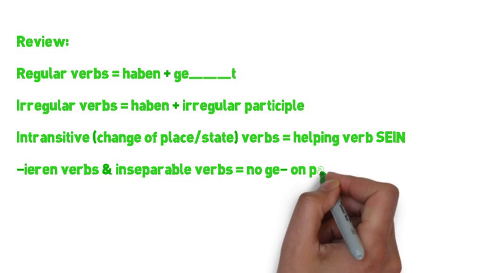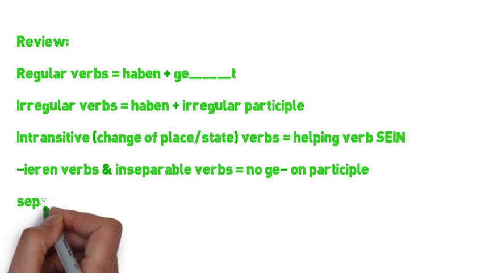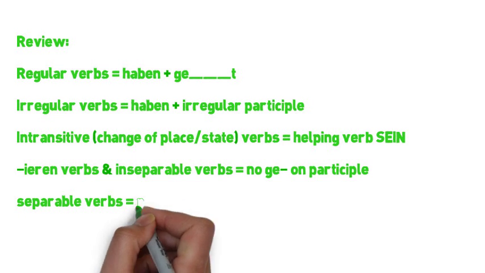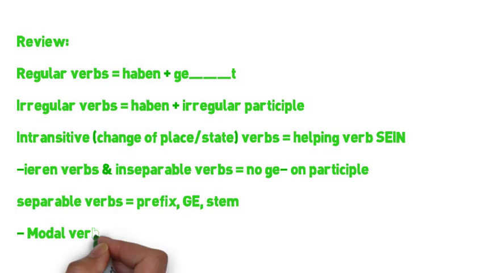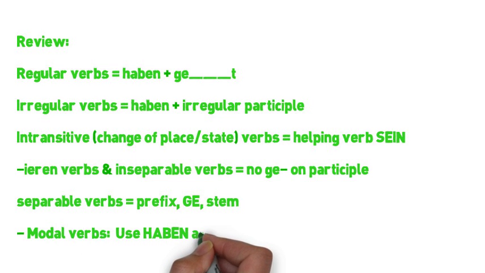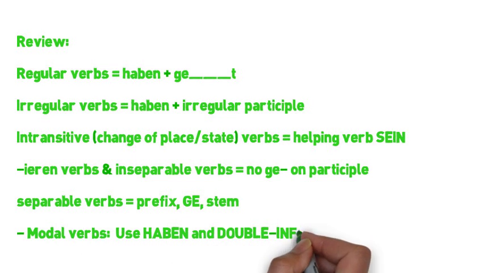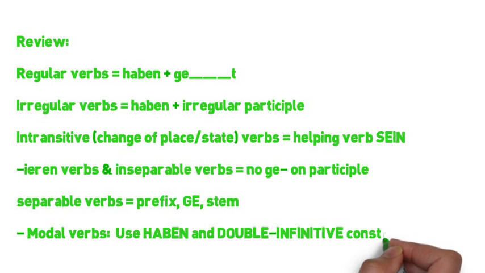Some verbs, ones that involve changing place or condition, will use the helping verb sein instead of haben. These also tend to be irregular verbs, so their participles will need to be memorized and practiced. Finally, there are some verbs that don't add ge to the participle, verbs that end in ieren or verbs that have inseparable prefixes. Also, separable prefix verbs will put the ge between the prefix and the verb stem. Finally, if you want to use a modal verb in the past tense, you'll need to use the helping verb haben along with a double infinitive construction at the end of the clause.